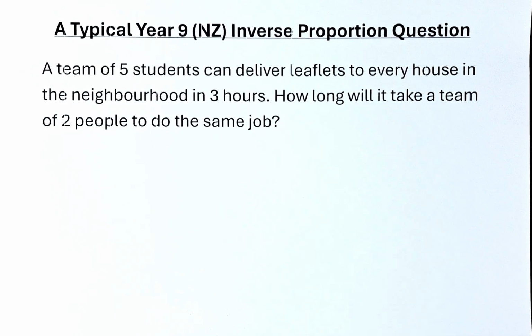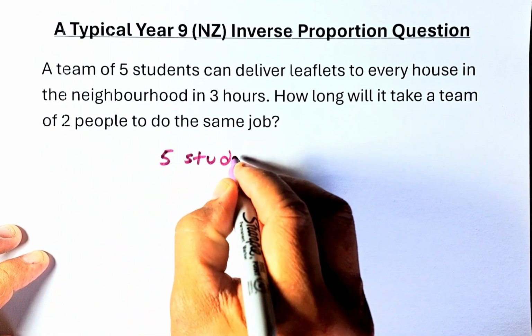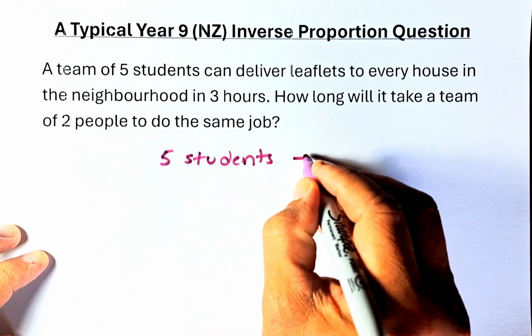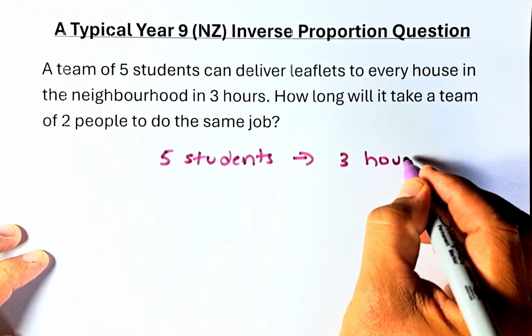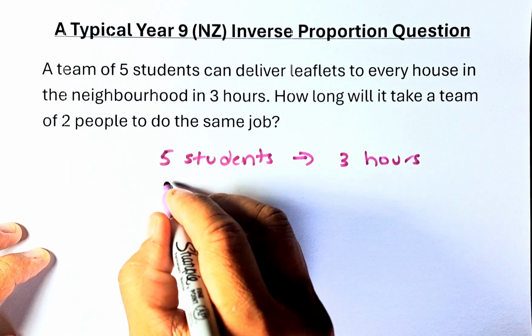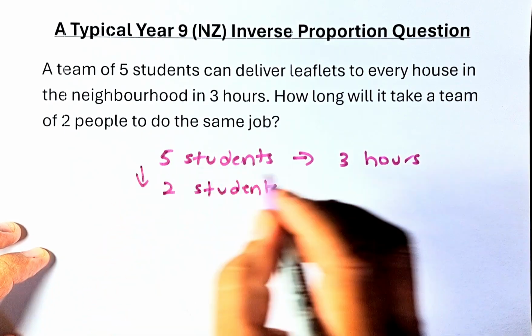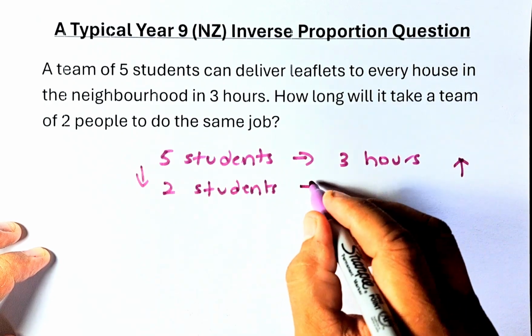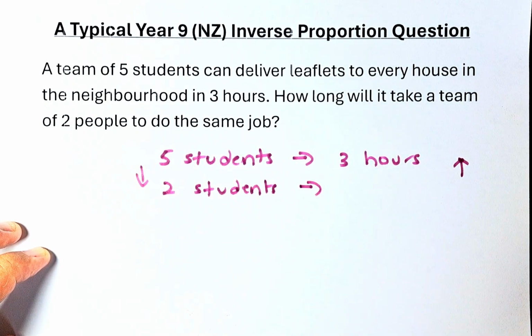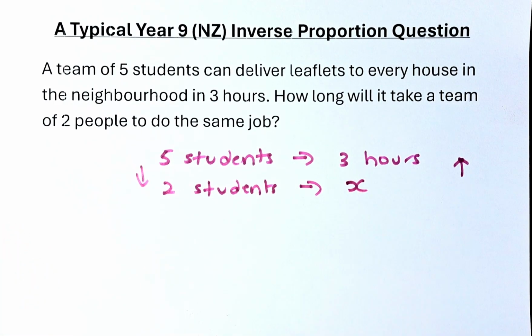So we shall start the question by saying 5 students can do the job in 3 hours. So now the question is, how long will it take if it takes 2 people? Instead, if you have 2 students now, so the number of students has decreased, I would expect the number of hours to increase. So this is called inverse proportion, and we do not know, so in algebra, we let the unknown be x. So now we are going to solve for x by doing algebra.